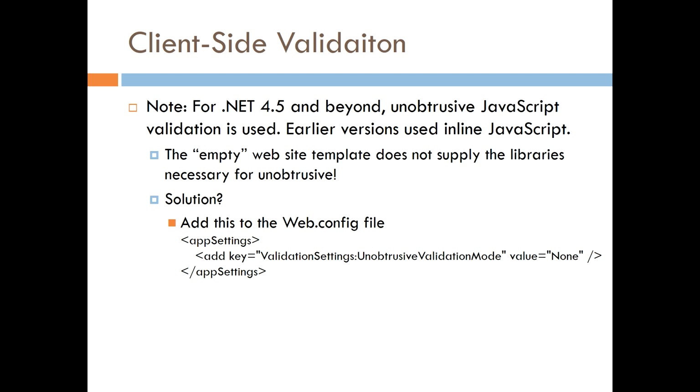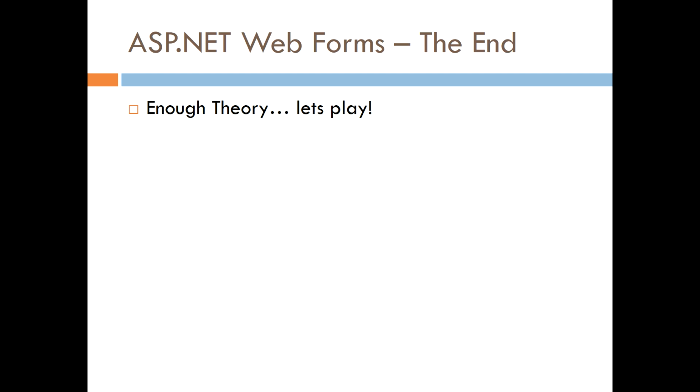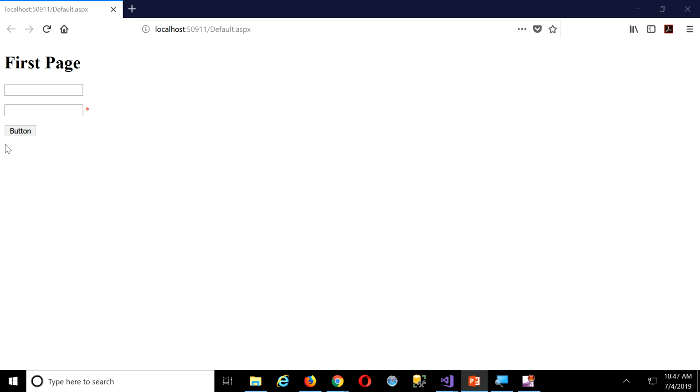And there we go. So it was actually .NET 4.5 and beyond that tries to use unobtrusive JavaScript by default, so we have to add that little bit of code that we did to our web config file to get around that if we're using the empty website template. All right, enough theory. So let's get back to what we're going to do here.